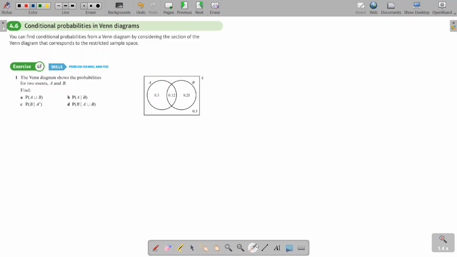So the theory is exactly the same. You just have to apply the same knowledge into this as well. Okay, so let's see how it's done. In exercise 4, question number 1, they say the Venn diagram shows the probabilities for two events A and B. So you have the two events A and B. Okay, find the probability of A union B.